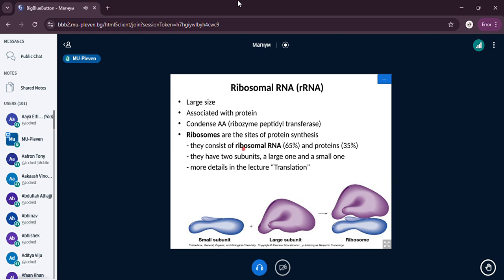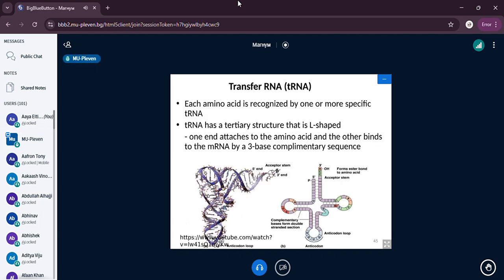The ribosomes consist of 65% ribosomal RNAs, and the remaining percent are proteins. They consist of two subunits, the large one and the small one, and during the lecture for translation, you'll get more details about the ribosomes. The transfer RNA.